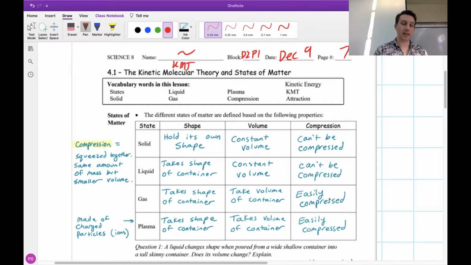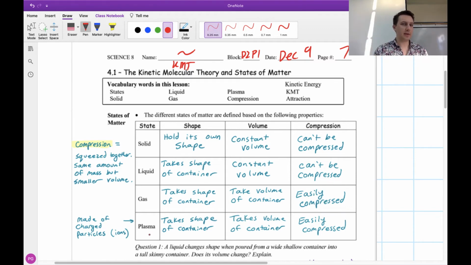But gases can be easily compressed. And in fact, you can test this if you've ever gotten a balloon. If you have a balloon and you blow it up, there's some gas trapped in there, you can actually squish it down if you're careful. You can make it have a smaller volume. If you squish it too much, it's going to pop, but you can compress that air.